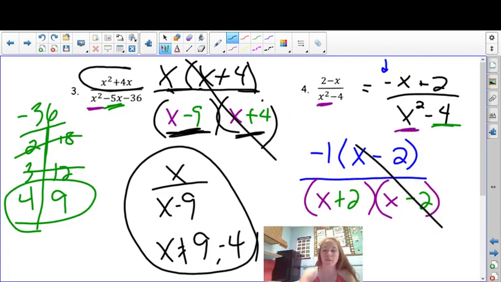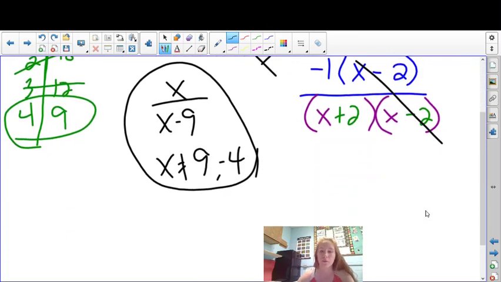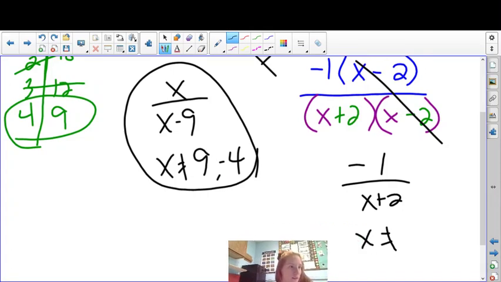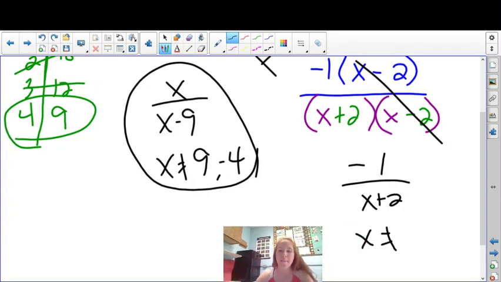So then I can cross off my x minus 2's. I'm left with negative 1 on top over x plus 2. See, I don't have a good spot today. X cannot be equal to plus or minus 2.